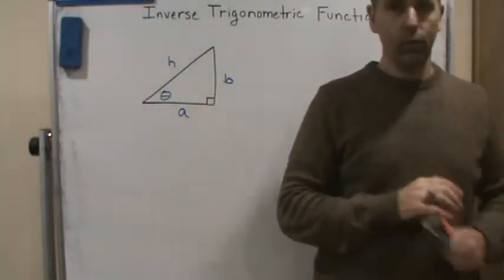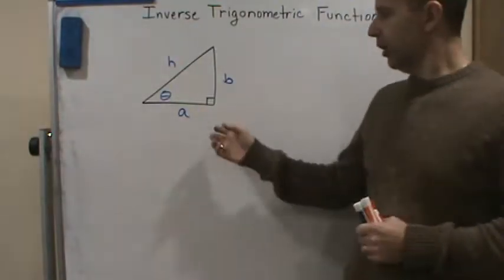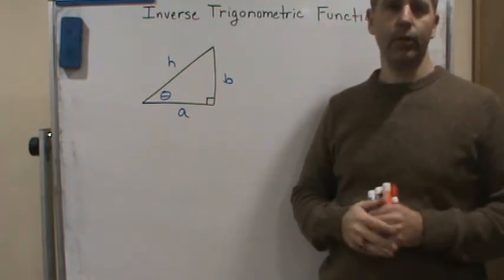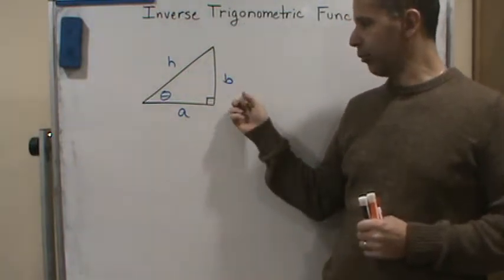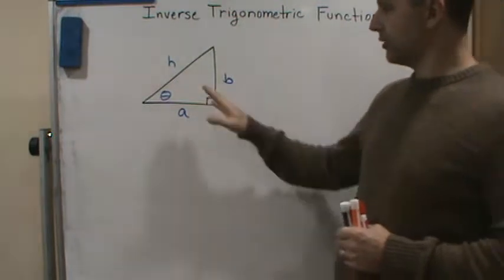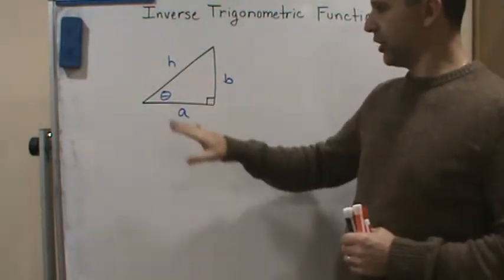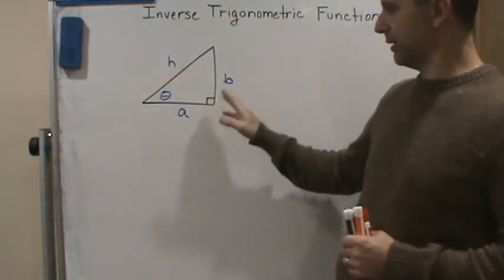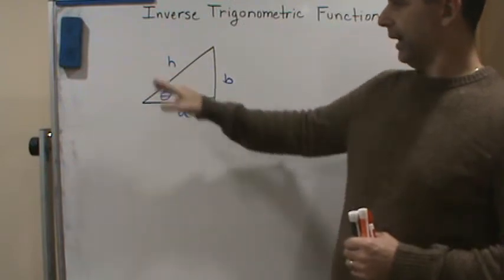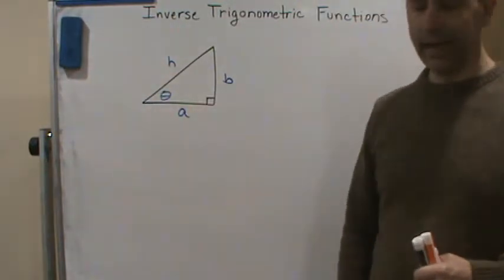Okay, so welcome back, and now we're going to talk about using right triangles. Let's say we have a right triangle, and these are the sides. We have A, B, and H. H is the hypotenuse, and so we've got the two legs, right? And the hypotenuse, and we've got an angle.